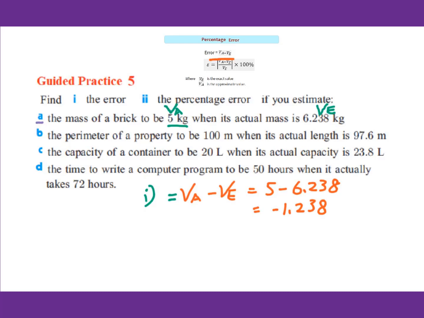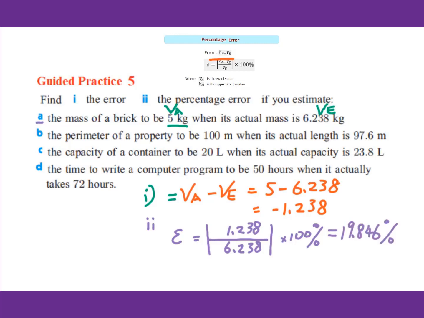Therefore, the percentage error equals the absolute value of the error, that's 1.238, over the exact value, that's 6.238. Then you multiply by 100. Then put into calculator, you will get 19.846%. For IB math, you always round your answer to the thousandth.